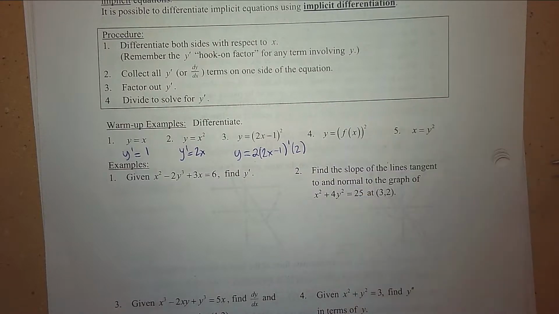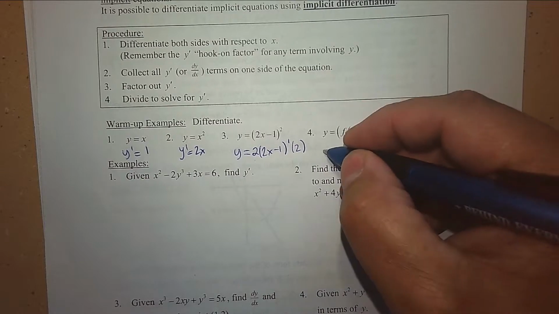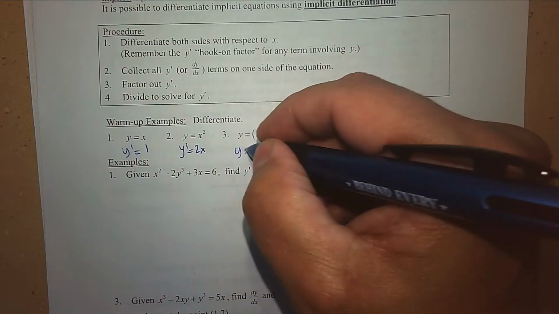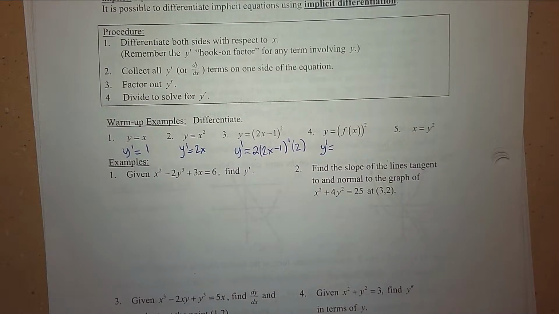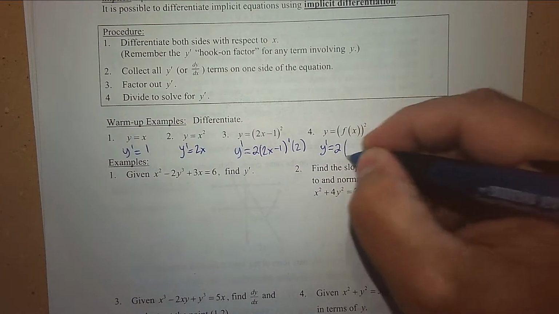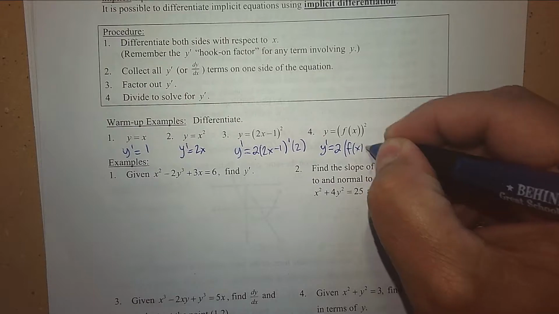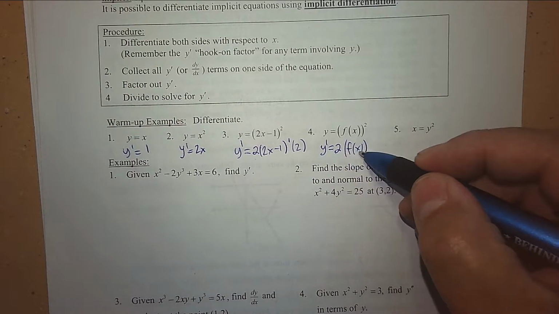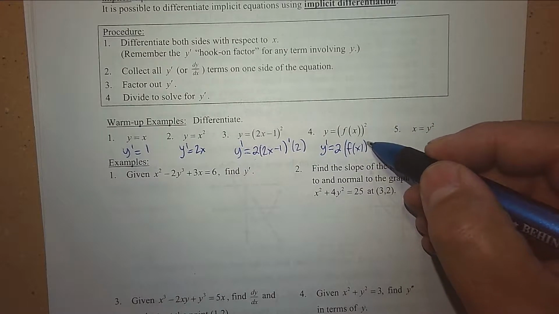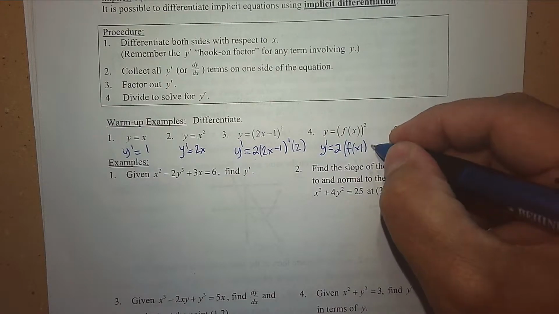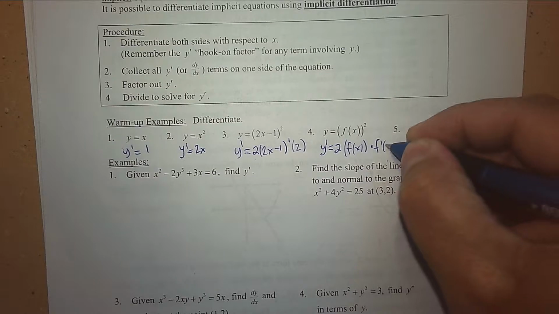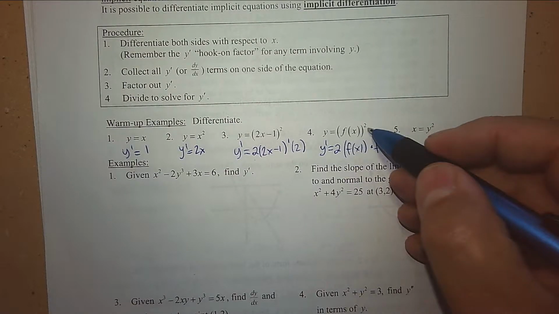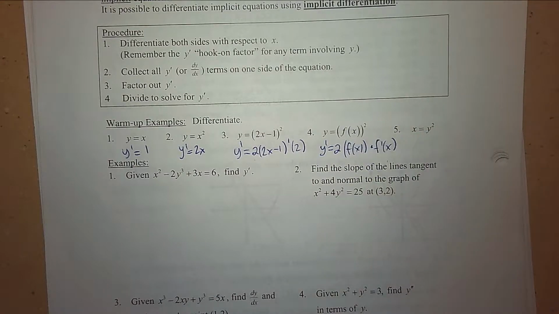Number 4, implicit or explicit? Explicit. How do you take the derivative of that? This should be y prime. 2, this again is the chain rule. So the exponent 2 out front, times f at x. That 2 becomes a 1. I don't need the 1 there. Times the derivative of what's inside, which is f prime at x. The derivative of the outside times the derivative of the inside.